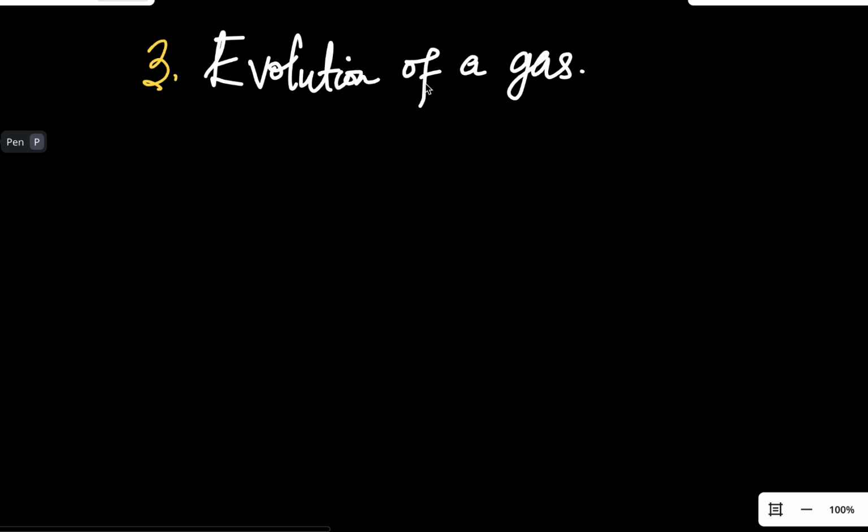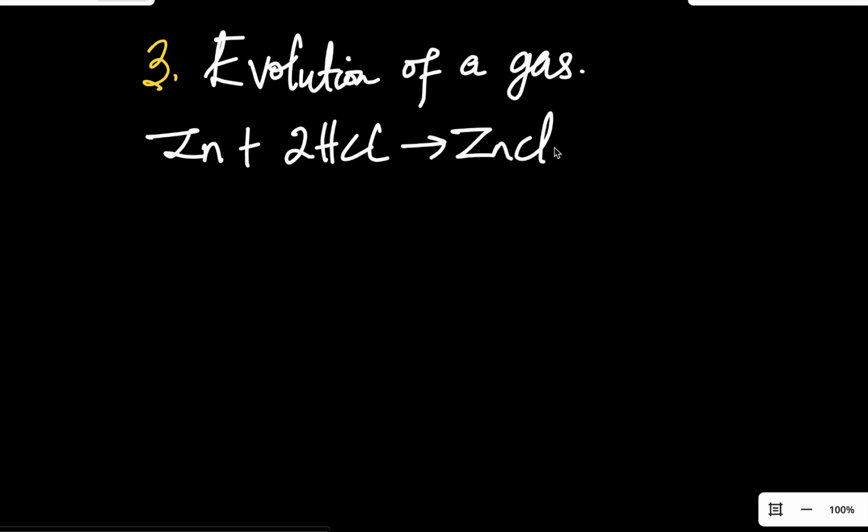Now, when we're talking about evolution of a gas, for example, if I have zinc reacting with hydrochloric acid, this will definitely produce zinc chloride plus hydrogen gas. In this case, hydrogen is the gas. Now, when we talk about evolution, what exactly is evolution? Let me keep it simple.